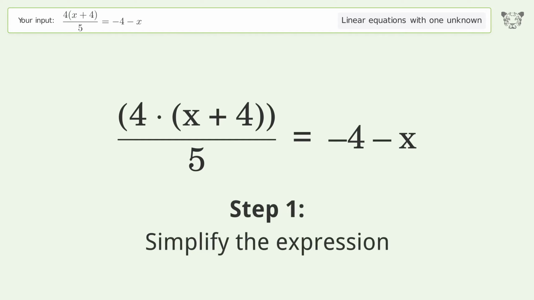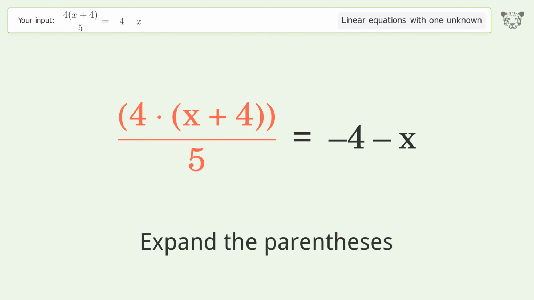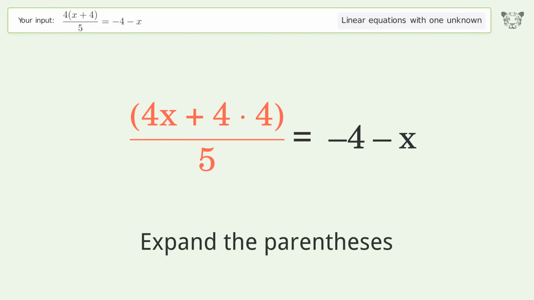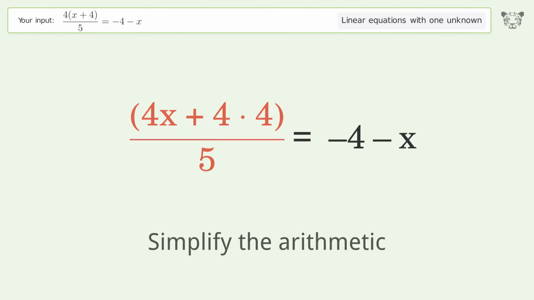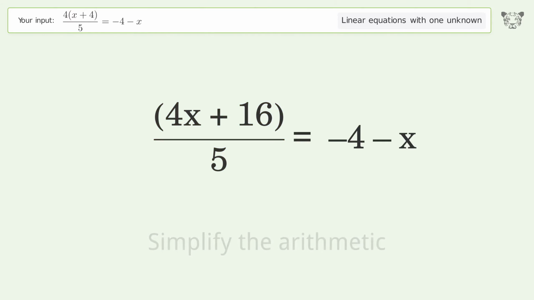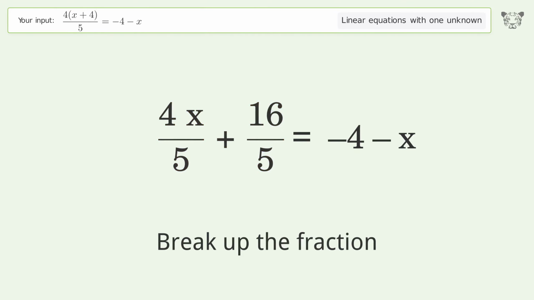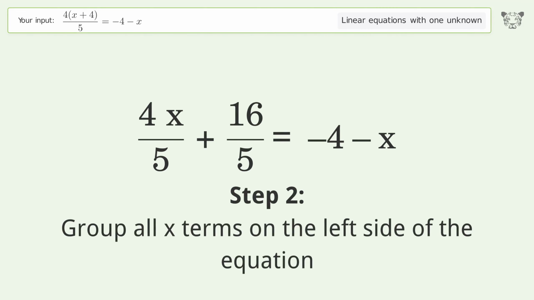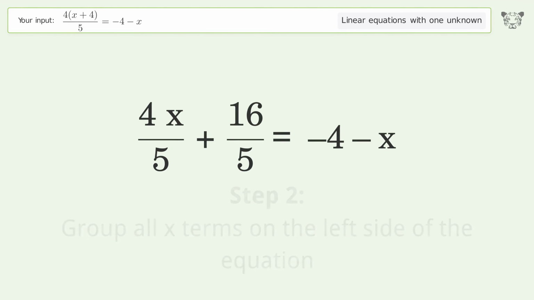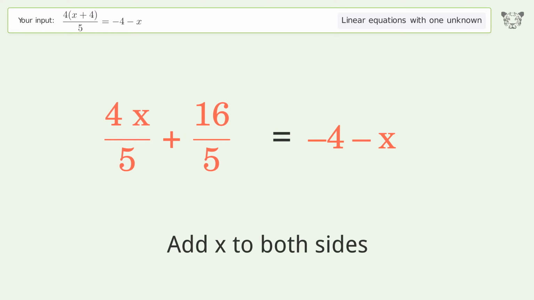Simplify the expression. Expand the parentheses. Simplify the arithmetic. Break up the fraction. Group all x terms on the left side of the equation. Add x to both sides.